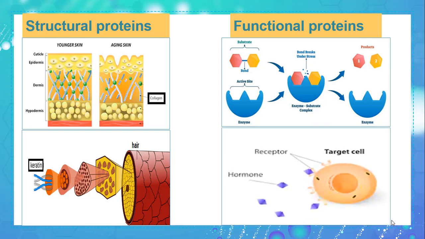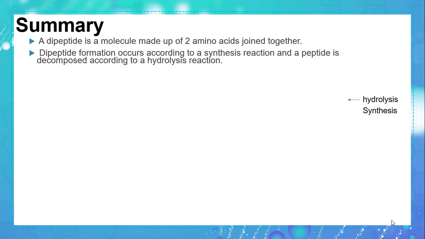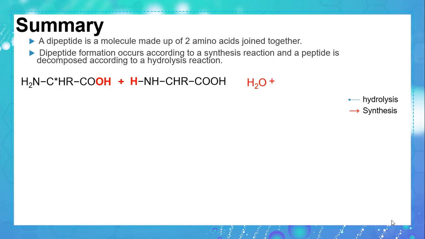To sum up, a dipeptide is a molecule made up of 2 amino acids joined together. Dipeptide formation occurs according to a synthesis reaction, and a peptide is decomposed according to a hydrolysis reaction. The carboxyl group of the first amino acid associates with the hydrogen atom of the amino group of the second amino acid to give a water molecule. This is a synthesis reaction, where a peptide molecule is formed. While the hydrolysis reaction occurs in the inverse direction, where the peptide molecule breaks down in the presence of a water molecule to give 2 separate amino acids.